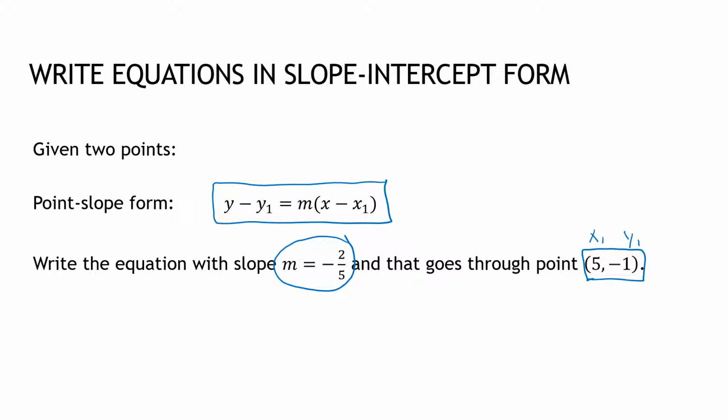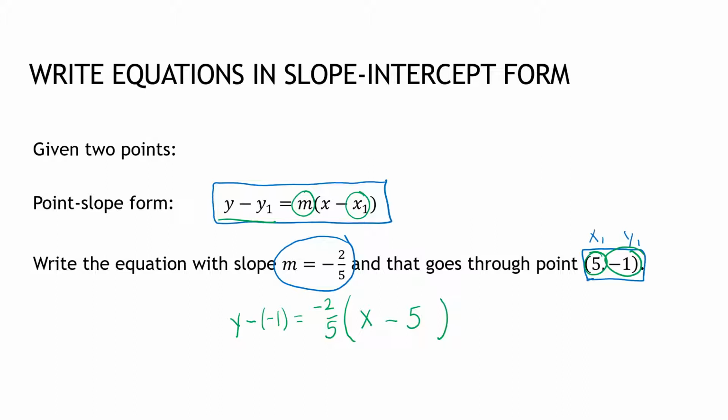This says take y minus y1, so take y, which is our variable, minus the y value from the point that we know, negative 1, equals, replace our slope with slope, negative 2/5. Make sure you put the parentheses, and then take x, which is a variable, which always remains x, and then minus x1, so minus the x value of my point. So everything's now in an equation, and now I just have to simplify.